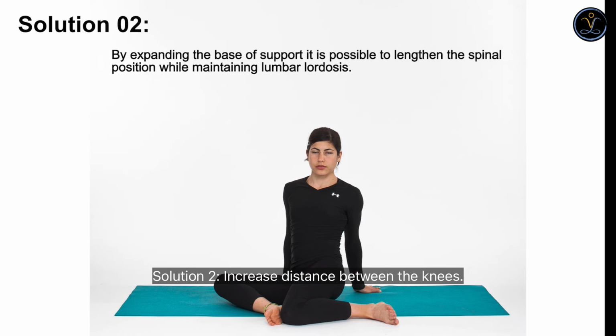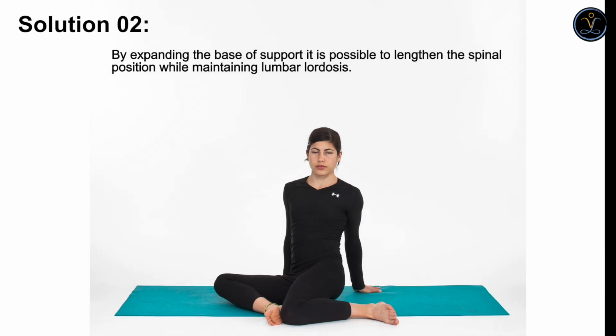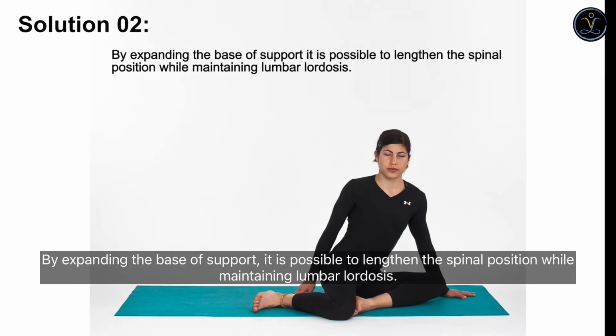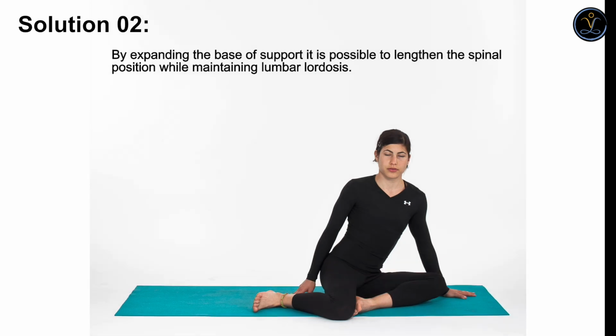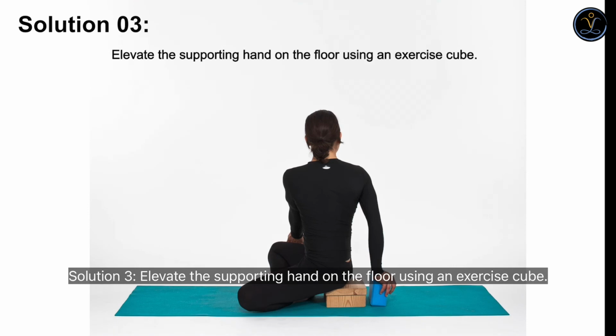Solution 2. Increase distance between the knees. By expanding the base of support, it is possible to lengthen the spinal position while maintaining lumbar lordosis. Solution 3. Elevate the supporting hand on the floor using an exercise cube.